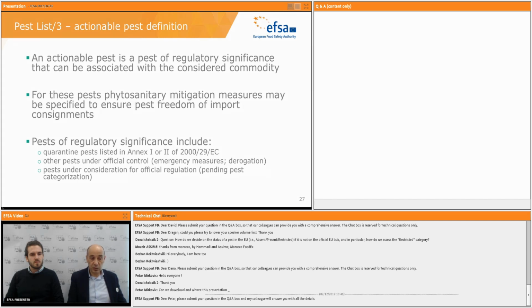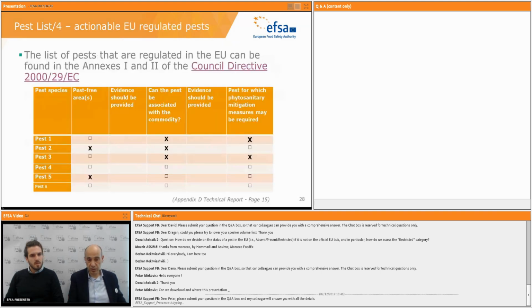These pests of regulatory significance can include, for instance, the quarantine pests that are listed in Directive 29 of 2000 of the European Commission, in Annexes 1 or 2, or indicated in the emergency measures. Or they can also be pests that are pending, pests for which the quarantine status has not yet been defined, so the pest categorization is pending, which in turn will allow us to decide if the pest will be a quarantine pest or not.